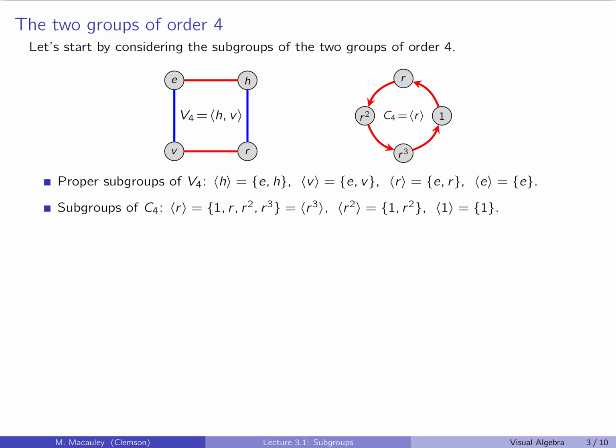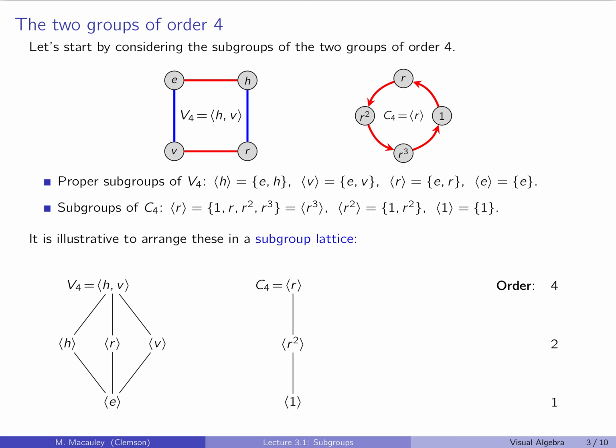With a little bit of thought, we see that there are three subgroups of C4. So there's the subgroup itself, the non-proper subgroup. It's generated by either R or R cubed. And then R squared generates a size 2 subgroup, and then 1 generates the trivial subgroup. It is illustrative to arrange these in a subgroup lattice. So let me just show you by example. I think it should be fairly self-explanatory as to what this means.